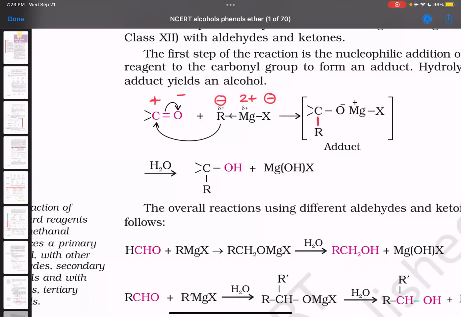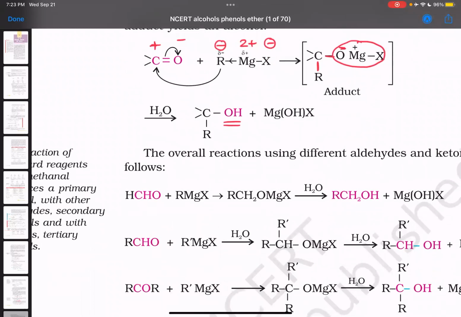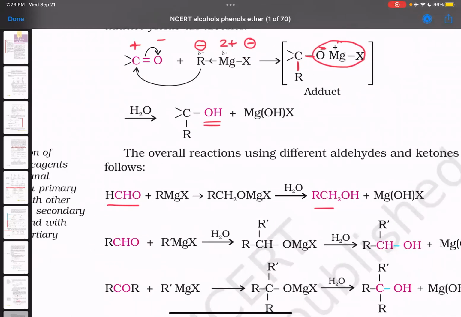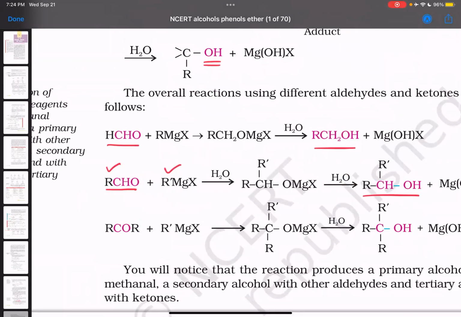And so R minus has joined on the carbon, O minus, MgX. And then after reaction with water, you will get OH here. That's how. So with formaldehyde, you have got CH2OH extra. Any other aldehyde? One is R, another is R dash, which came in through Grignard. You will have this alcohol, secondary alcohol.